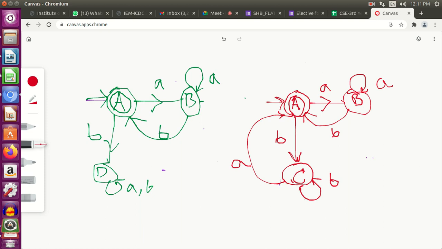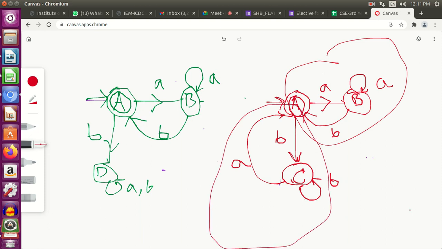So this is the thing for starts and ends with different symbols. This portion is for starts with A, ends with B. This portion is for starts with B, ends with A.